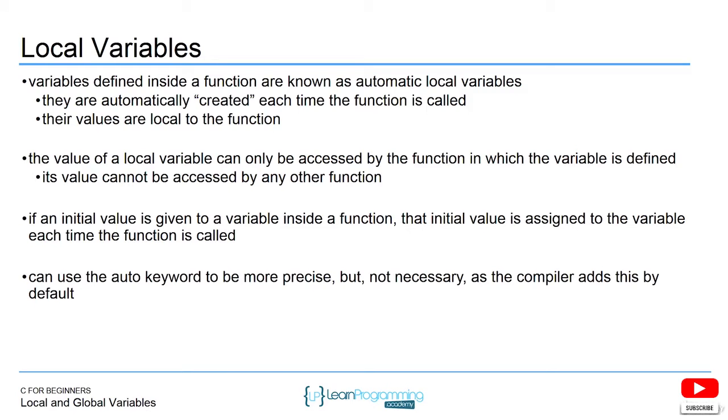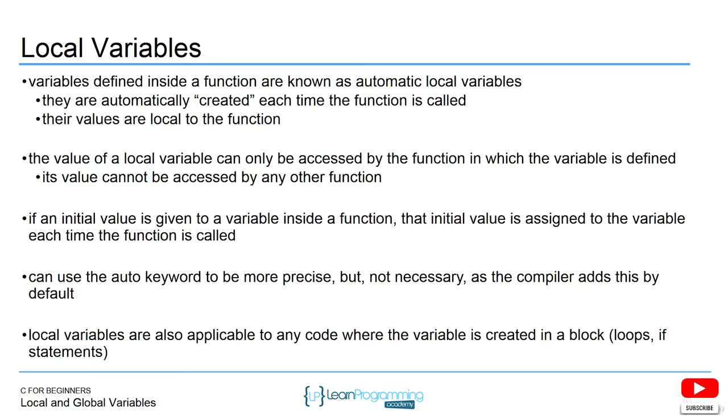You can use the auto keyword before the data type, but it's not necessary. It does make it a little bit more precise. The compiler is going to add it by default if you don't include it, but if you do include it, it's just going to make it more precise. So it's called an automatic local variable. There is a keyword named auto in C, but you don't need to provide it. It's provided by default. That's why you don't see it in a lot of examples where variables are being defined and declared inside of a function.